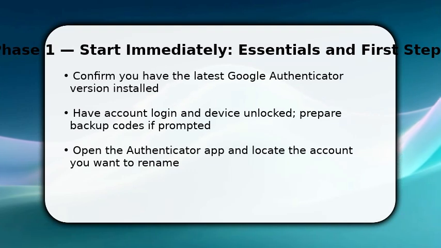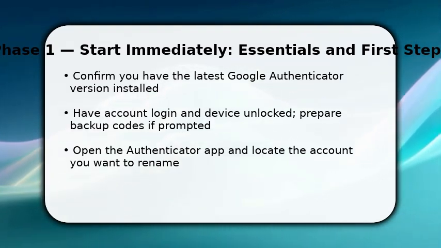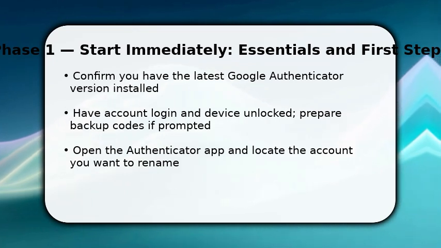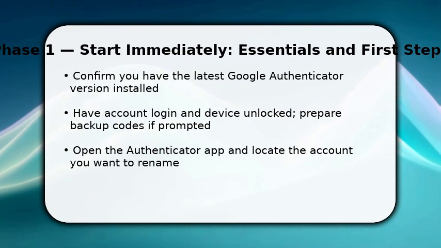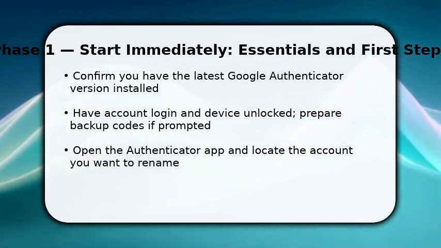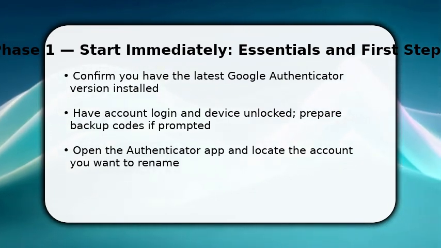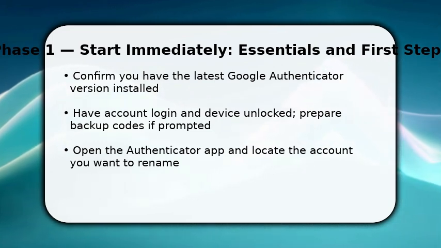You start by confirming the app is up to date and your device is unlocked. This prevents sync issues. Once done, open Google Authenticator and find the specific account entry. Don't tap yet. Make sure you have the account email or service name handy for accurate labeling. Sometimes services use similar names.